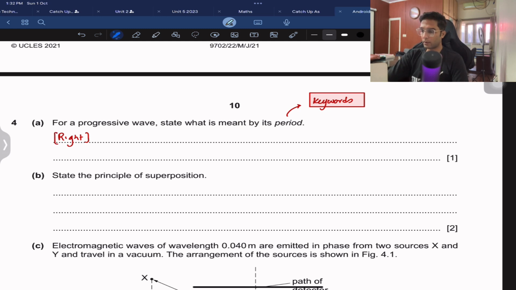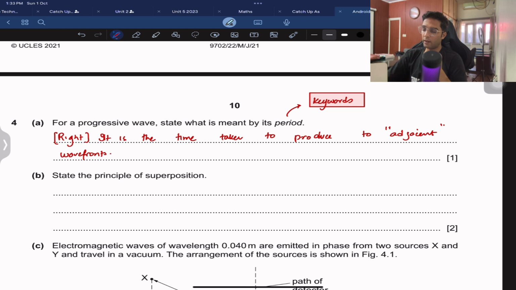The right answer would be that you're writing that it is the time taken to produce 2 adjacent wavefronts.